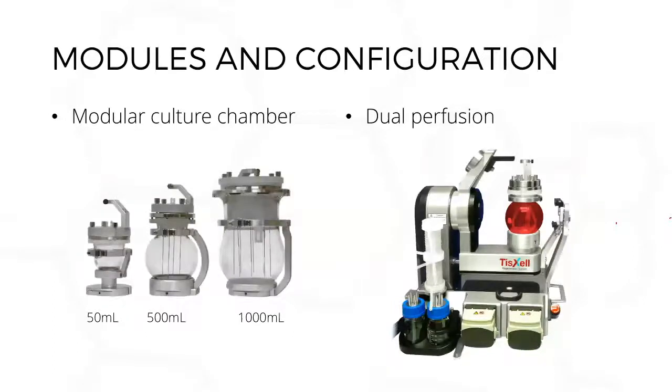Other modules that are available, you can see here, the chamber itself comes in 3 different sizes. You can choose whichever size you need for your application. The smallest one is 50 ml, and the largest one is 1,000 milliliters, which is a 1 liter bioreactor. You could also choose to have dual perfusion in the event that you need 2 very unique media requirements for the cells that you're trying to grow.